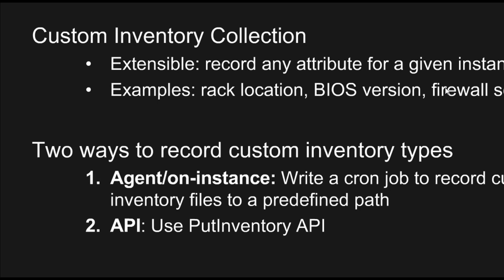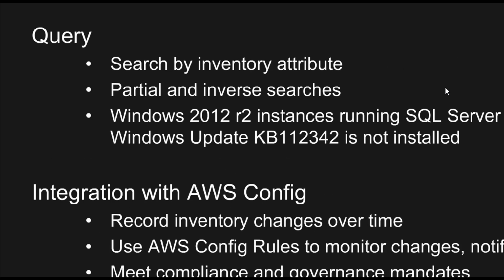All right, so just to wrap up on inventory here, we also enable custom inventory collection. So if you want to go ahead and gather specific inventory attributes, you can do that. We talked about that a little bit. Either you can make those calls directly using the put inventory API or by running a cron job or a scheduled task on the instance that writes a JSON file to a predefined location, and then that'll get picked up automatically by the agent when it reports inventory.